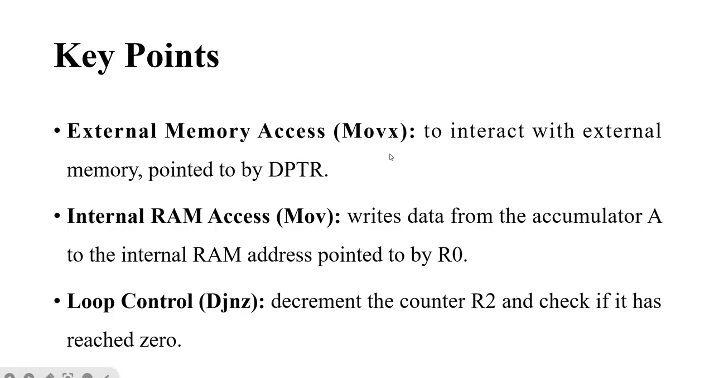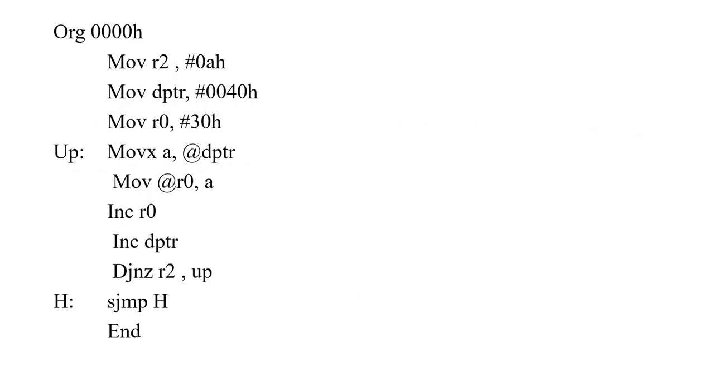Okay, and here we have some key points for the program. First, we'll be using the MOVX instruction in order to access the external memory, pointed to by the DPTR. In order to access the internal RAM, we'll be using MOV, which will write the data from the accumulator A to the internal RAM address pointed by R0. And we'll be using the decrement and jump if not 0 instruction, that is the loop control, to decrement the counter R2 and check if it has reached the value 0. Okay, and this is the program.